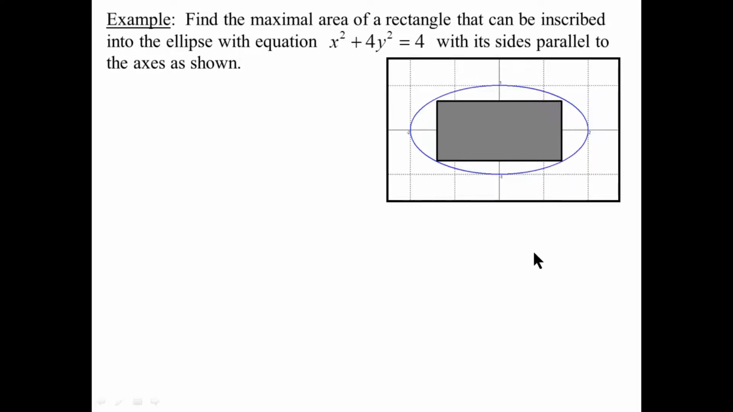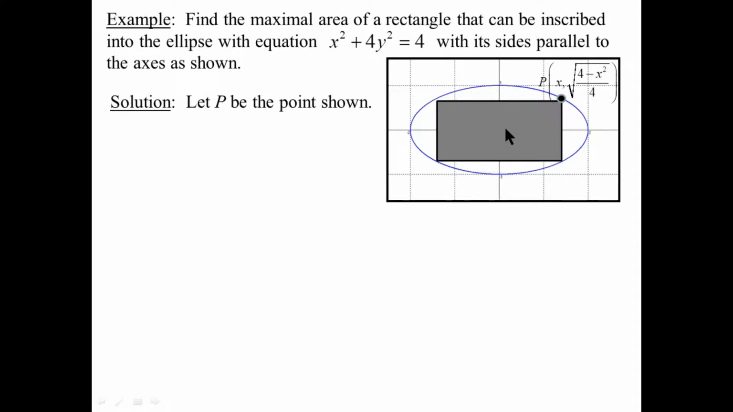Another example: find the maximum area of a rectangle that can be inscribed into an ellipse with an equation for the ellipse being x squared plus 4y squared equals 4, with its sides parallel to the axes as shown. Solution: let P be the point shown. So we could let that point be P.